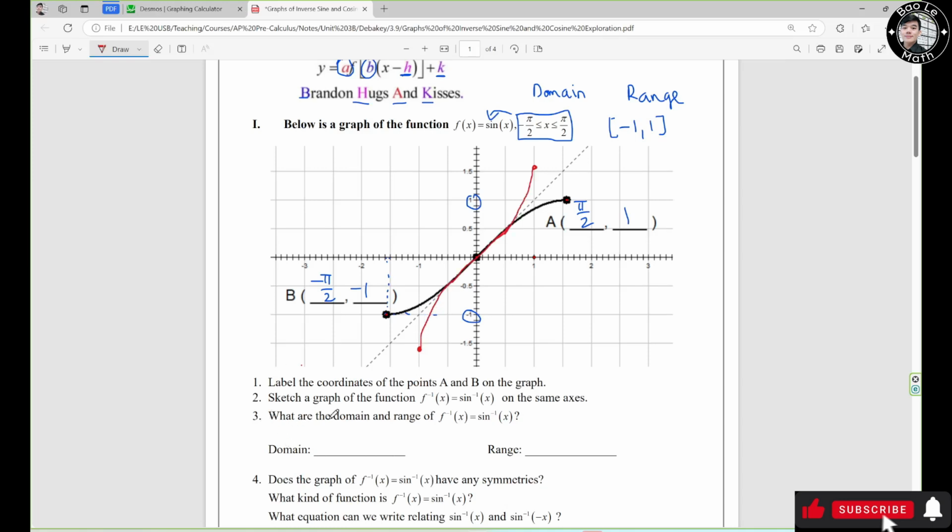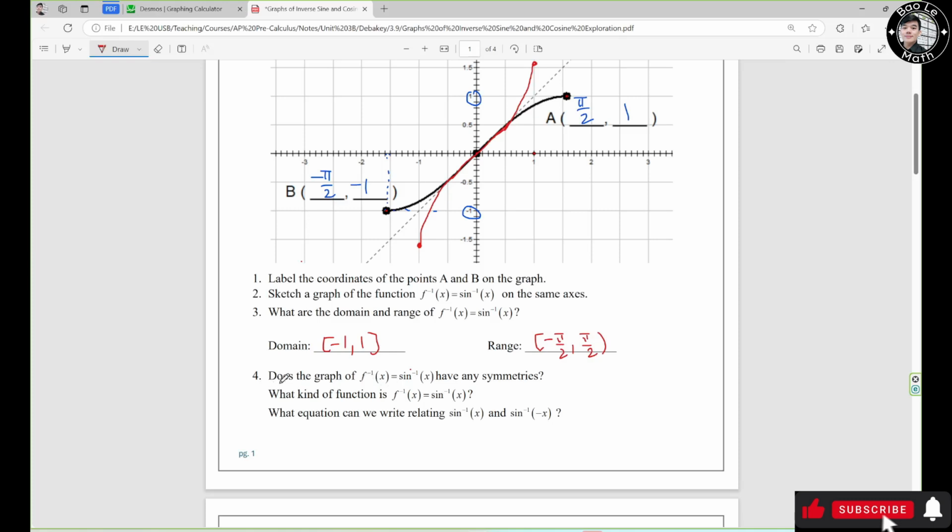Question number 3. What are the domain and range of the inverse sine function? Right, so we just grab the domain and range right here. Domain becomes range, so the range is negative pi over 2 to pi over 2, and the domain should be negative 1 to 1, right?